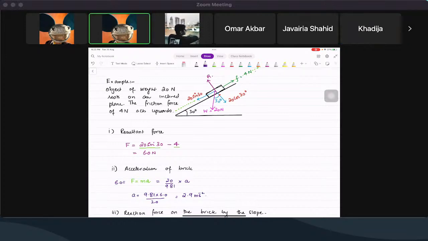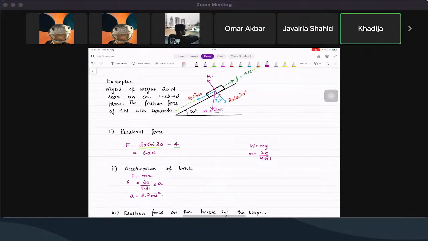So we already got the resultant force before in the previous part, right? You know that F is equal to ma, right? We don't have mass, but we have weight. Because weight is equal to mg, to find the mass, I would divide weight by 9.81. Understood? So put 6 here, which is the resultant force, equals 20 divided by 9.81 times A. Now we can find A, which will be 2.9 meters per second square. Do you understand? Yes, thank you.